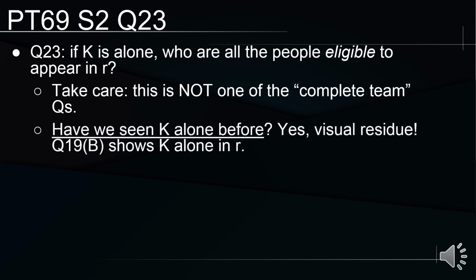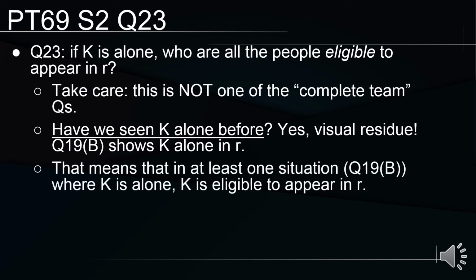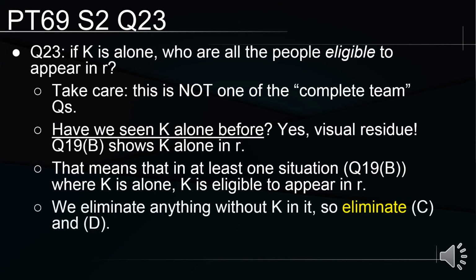So the first thing to think about is, have we seen K alone before anywhere in our previous work? And yes, we have in our visual residue. Specifically, question 19b, the work that we did there, shows that K is alone in Team R. That means that in at least one situation, question 19b, where K is alone, K also happens to be eligible to appear in Team R. We eliminate anything in this list that doesn't have K in it, because as we just proved, K is eligible to show up in Team R whenever K is alone. There is a situation in which that's possible. So any list that doesn't include K cannot possibly show everybody who's eligible. So we eliminate C and D based on that alone.